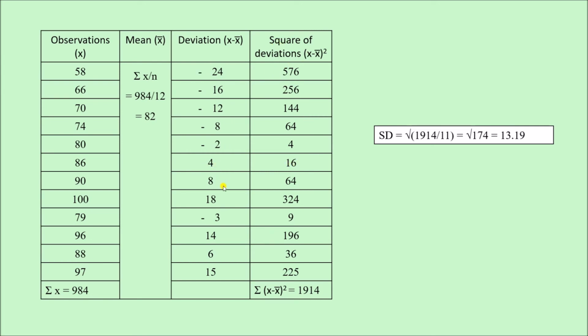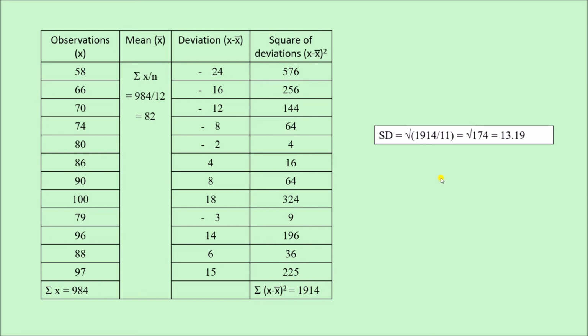So after squaring each deviation, we have all these values. Next step is we have to add the summation. We have to add the individual squared deviation values. So 576 plus 256 plus 144, like this. So summation of x minus x bar whole square, which is the summation of squares of deviation, is 1914, right?